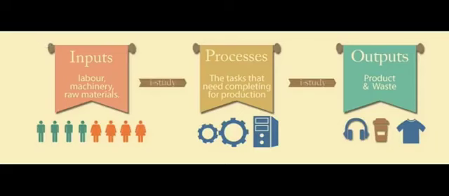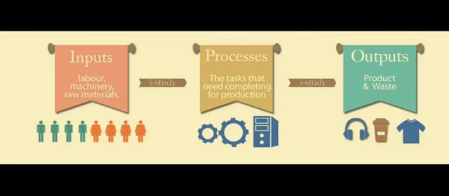So what are the common inputs for all the industries? Labour, machineries, raw materials, right? These are the inputs for all the industries. And what is the process? What is meant by process? A task, the work that needs to be completed for production. For example, in the iron and steel industry, what is the process? Smelting. In the textile industry, spinning, yarning, weaving, etc. and dyeing.